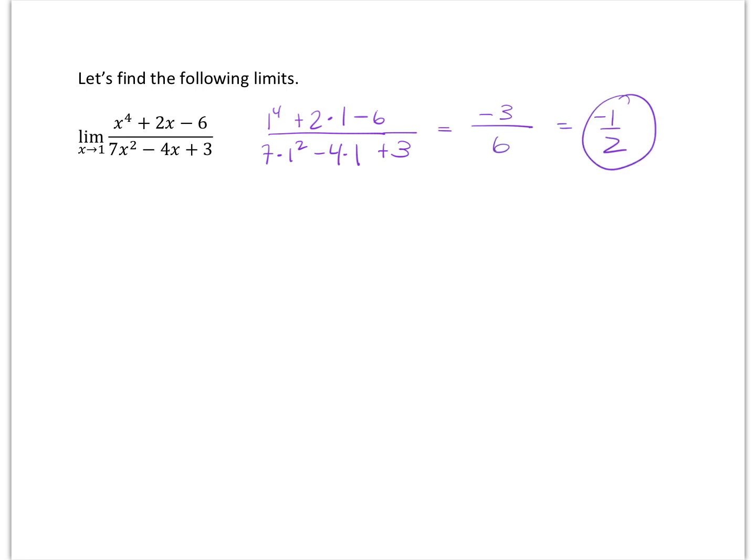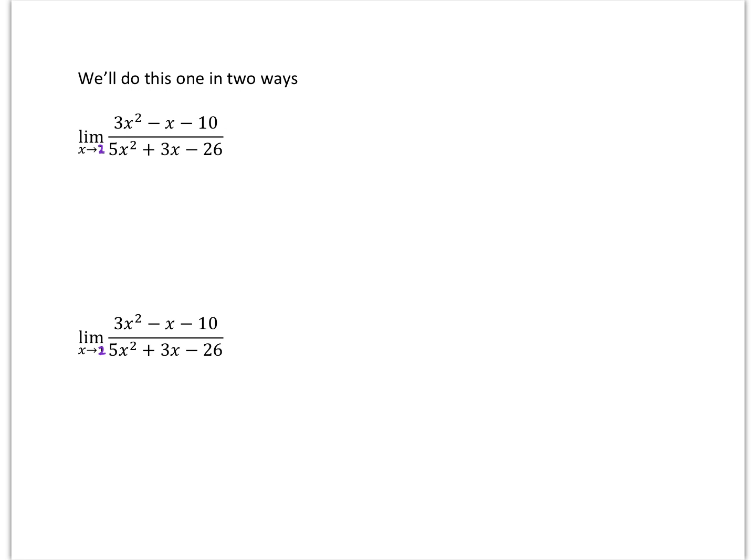Okay, so that's the reason you always try plugging in first, right? If you can plug the value in, then that's the easiest way to evaluate the limit. If you plug in the limiting value and you don't get something undefined, like if you don't get 0 over 0 or infinity over infinity, then you're done. You got the answer. Okay, here's another example of a limit. We're going to do this one two ways.